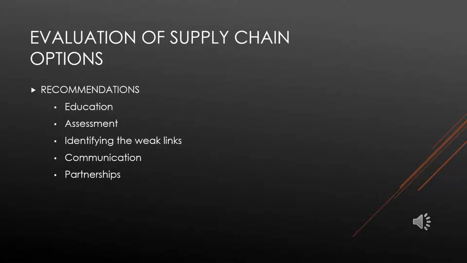Evaluation of supply chain options. Every vendor in the supply chain should be on the same page. This means training on what's important for the organization. Assessment involves knowing the status of all vendors and departments within the link. After identifying the status of the supply chain, the weakest links are more visible. This can cause a decline in productivity if not taken care of.